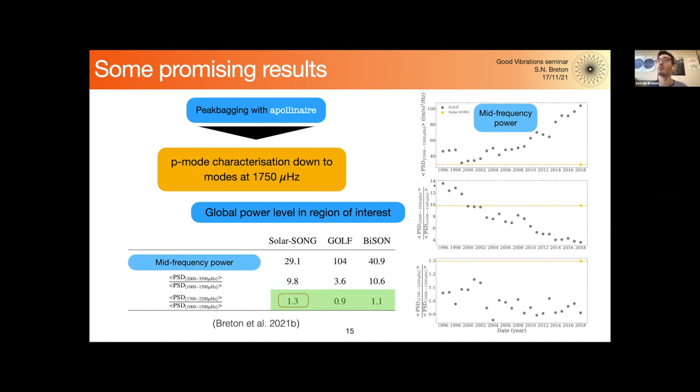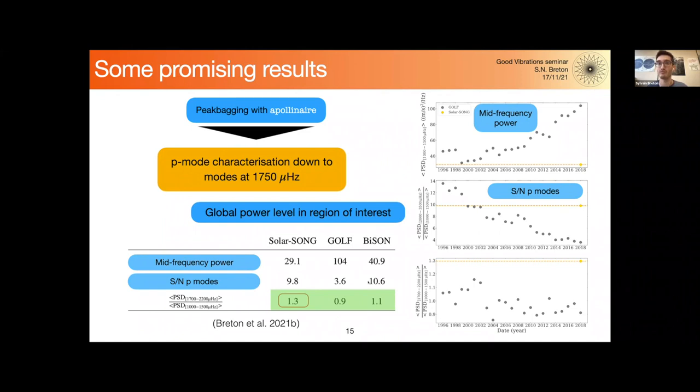And I was able to show that the noise we see in this region in Solar SONG is lower than it has been during the GOLF flight. And if you use this mid-frequency power to compute the signal-to-noise ratio in the p-modes, so the global signal-to-noise ratio of the p-mode hump, you see that in the past, GOLF was very performant, but you have an aging of the instrument, which means that now you have a better signal-to-noise ratio in both Solar SONG and BiSON.